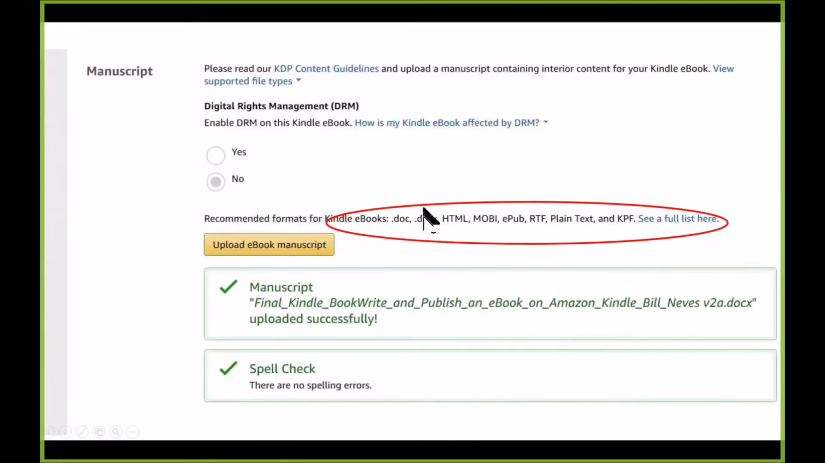Obviously, Microsoft Word is one of the main ones. I uploaded this one as a DOCX, the newer version of Word. You can do HTML, MOBI, EPUB, RTF, plain text, or KPF. I didn't know what KPF was. It's a Komodo Web application, an XML format. Sounds kind of like a one-off to me, so I'm not worried about it. I did the Word doc. If you have Word, you might as well. And there are no spelling errors. Thank you very much.